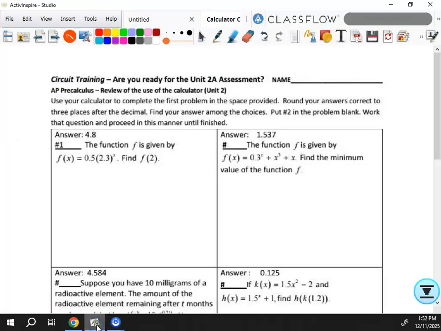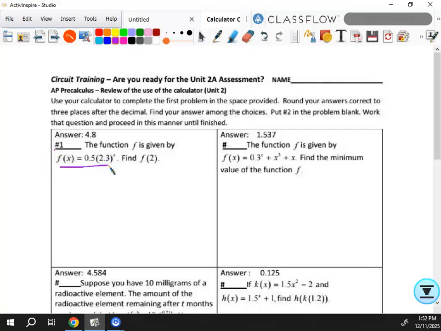All right, so if you look at your circuit, you've got number 1 right here, numbered for you. It says the answer is 4.8. That is not the answer to number 1. That's not how a circuit works. But we're going to work number 1, then I'll tell you what to do. So it says function f is given by this, right?